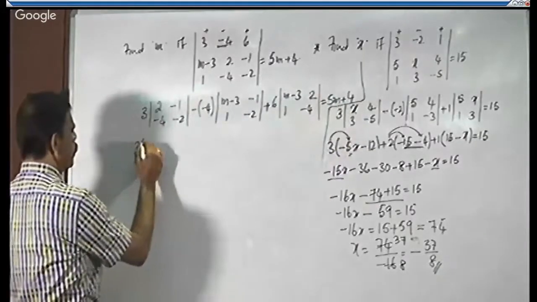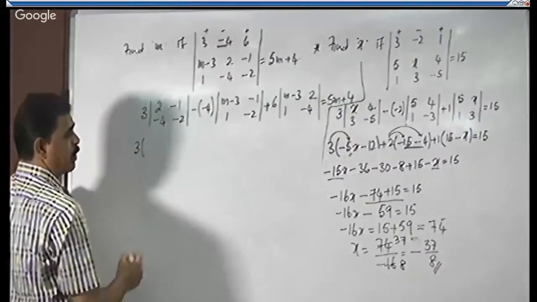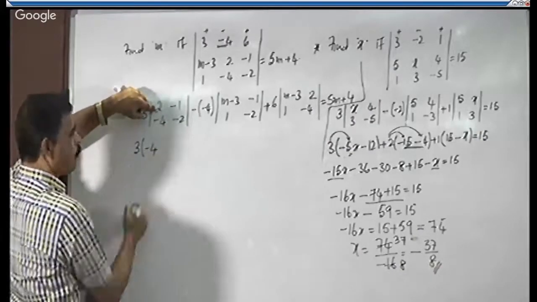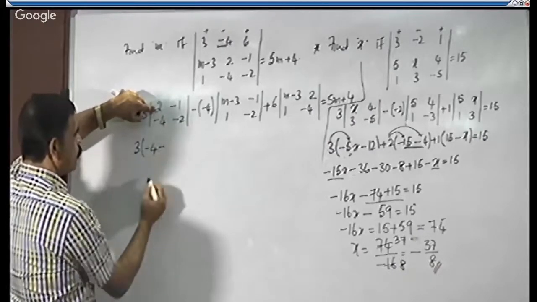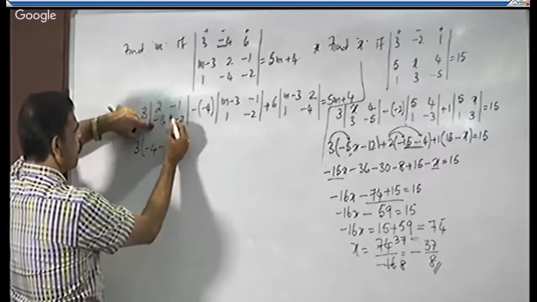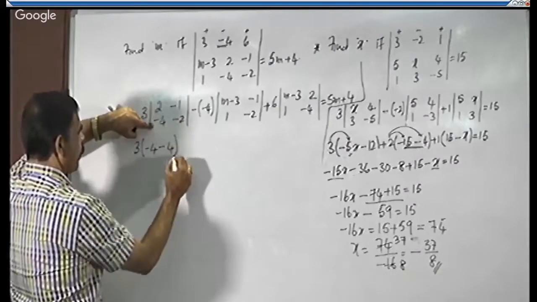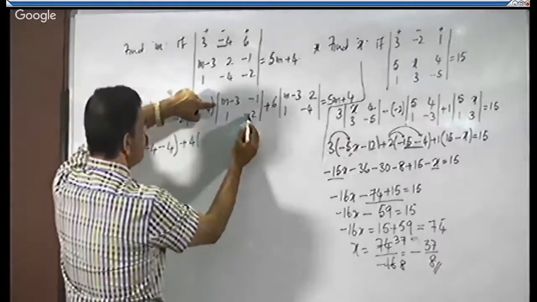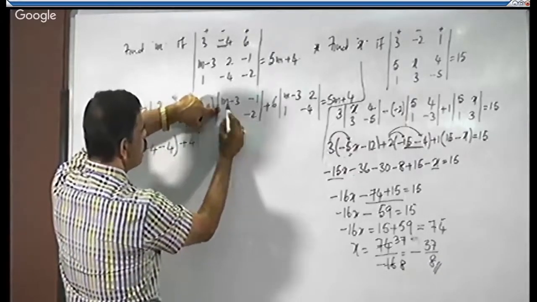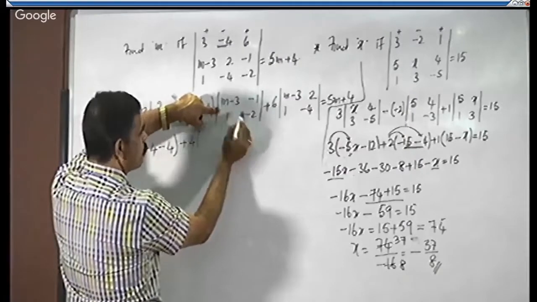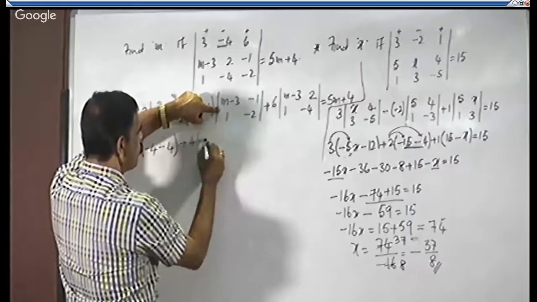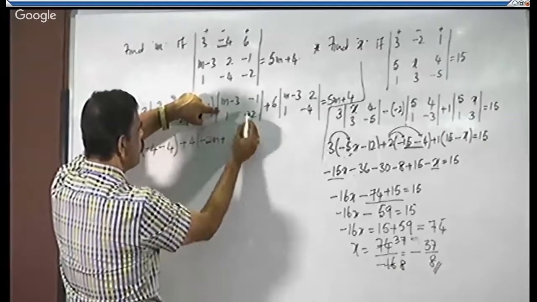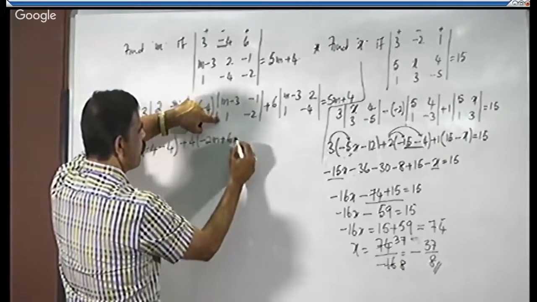Then expand the second order determinants. 2 into minus 2 is minus 4. Formula minus, minus into minus plus, 1 into 4 is 4. Minus of minus plus 4 into, multiply these two. Minus 2 is multiplied with both the elements, right? Minus 2 into m, minus 2m, minus into minus plus, 3 2s are 6.